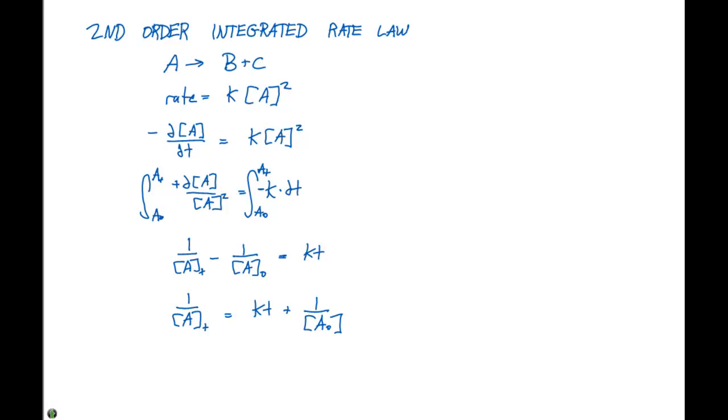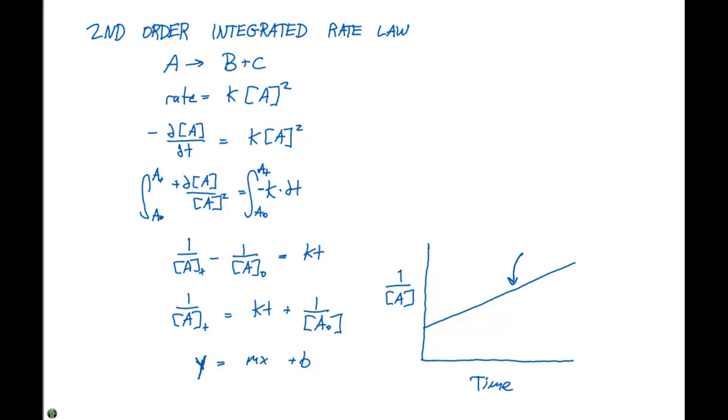And now we have our second order expression in y equals mx plus b form. And when we go to plot this now, we're going to plot 1 over the concentration of A on the y-axis and time on the x-axis. When this happens, we're going to get a slope that's equal to k, and our y-intercept, or our b, is going to be 1 over A naught.